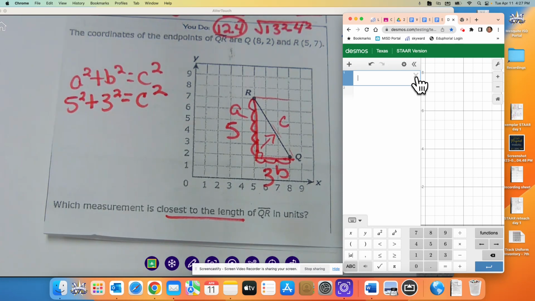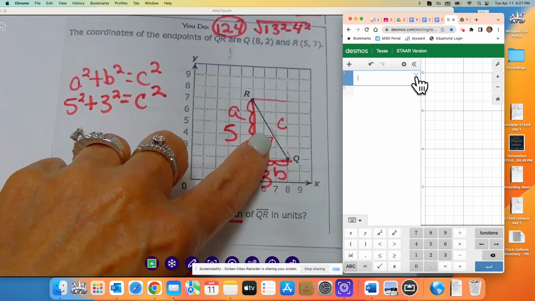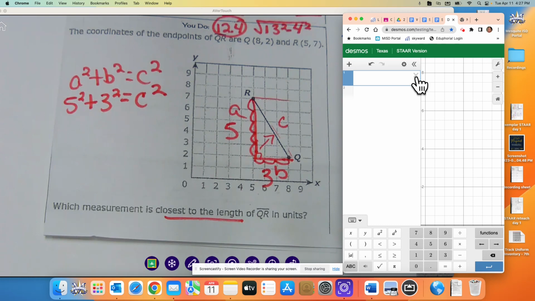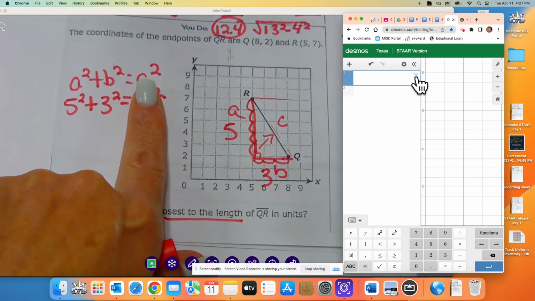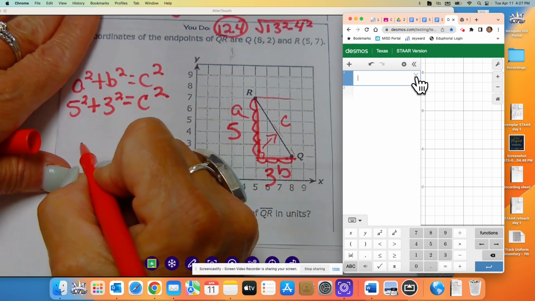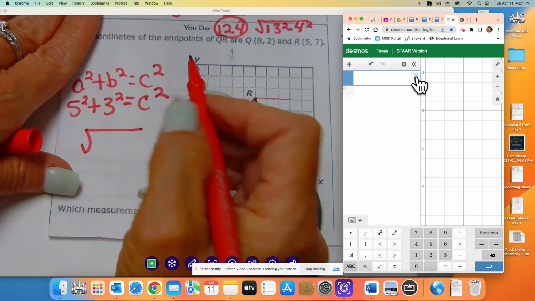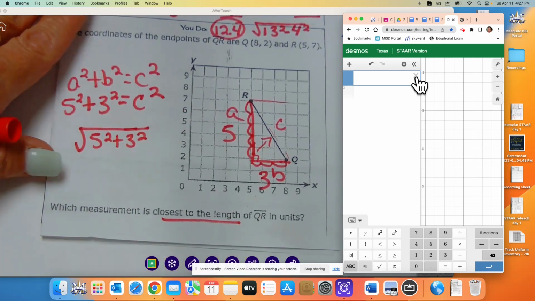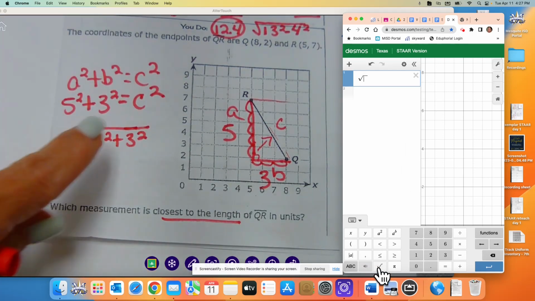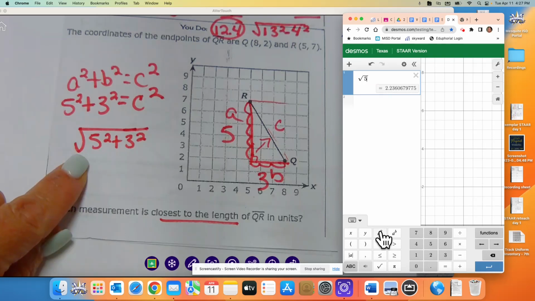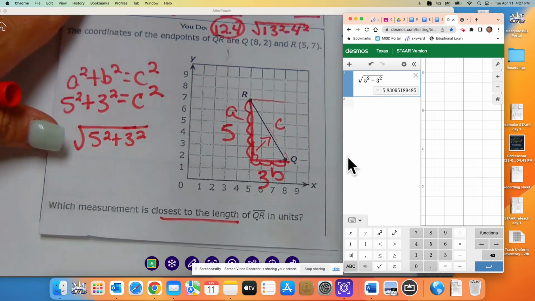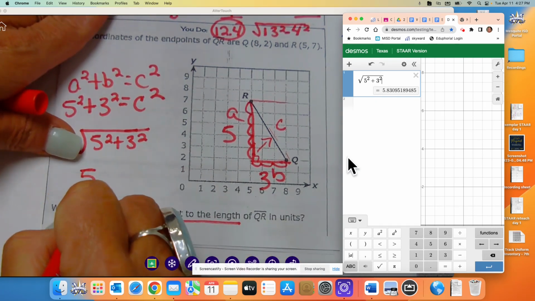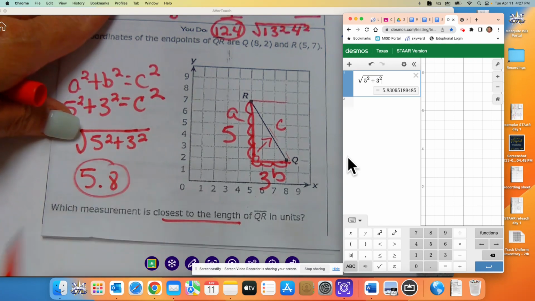Remember, guys, when it is on a graph, you're always going to be looking for C because C is always going to be the diagonal. Since I have C by itself, guys, I'm going to add. But to get my answer, I'm going to put in Desmos the square root of 5 squared plus 3 squared. I'm going to double check everything. So to the nearest 10th, hopefully you got 5.8 for your answer.